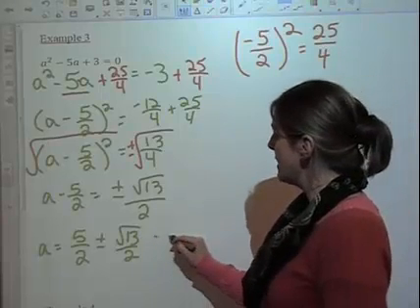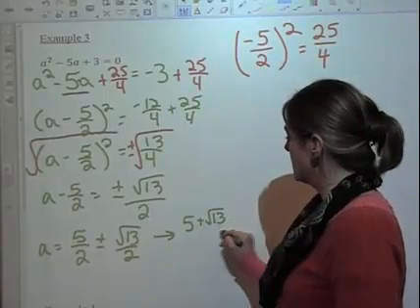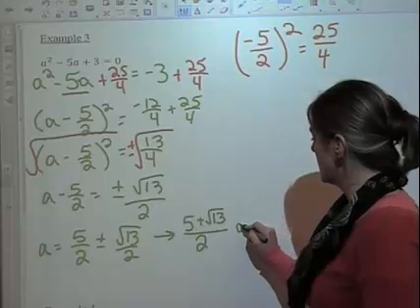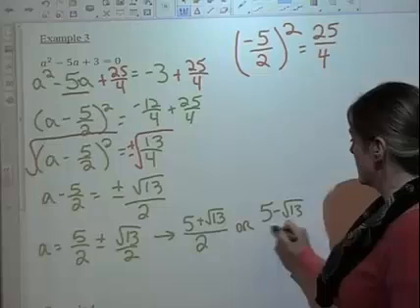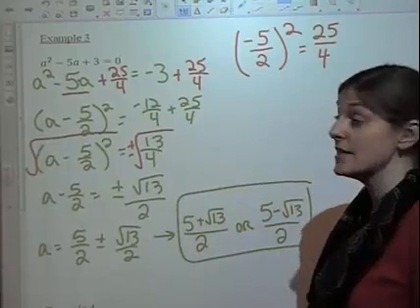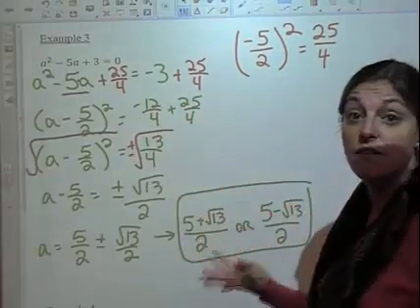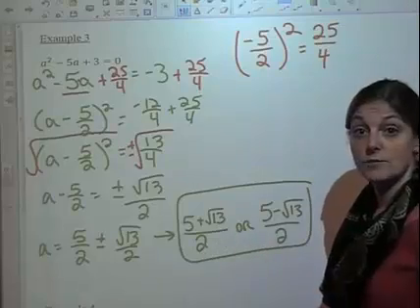Now you can rewrite that as 5 plus the square root of 13 all over 2, or 5 minus the square root of 13 all over 2. You have two answers. Remember, we have two answers. Anytime you have x squared or a squared, the variables being squared, you have two answers. So there are your two answers.